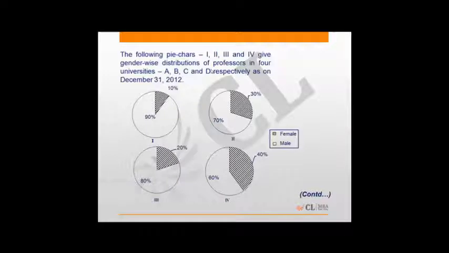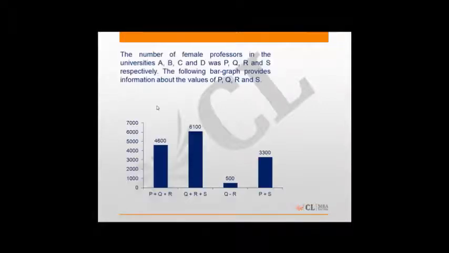So now the pie chart says in university A the ratio is 90-10, in B it is 70-30, in C it is 80-20, and in D it is 60-40. So I'll mention the data here: 90-10, 70-30, 80-20, and 60-40.